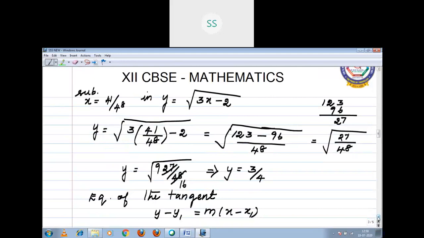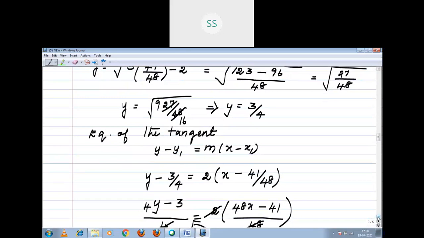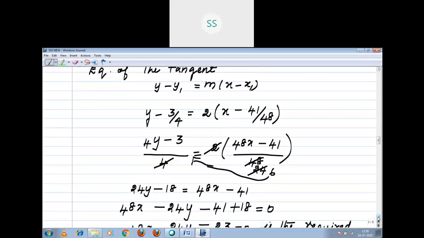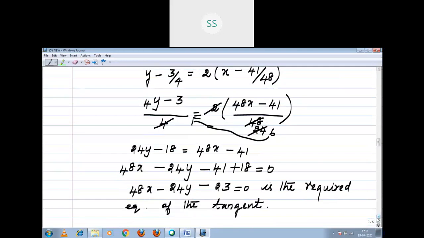Equation of the tangent: y minus y1 equal to m into x minus x1. Finally, you arrived at 48x minus 24y minus 23 equal to 0 is the required equation. Right, children? See? Equation of the tangent.